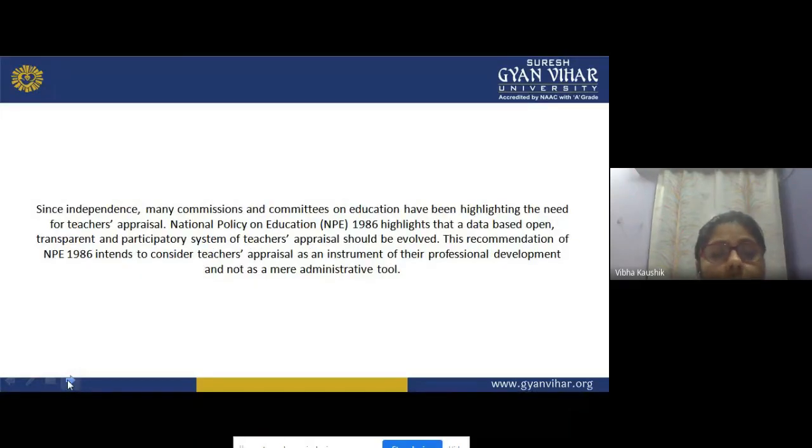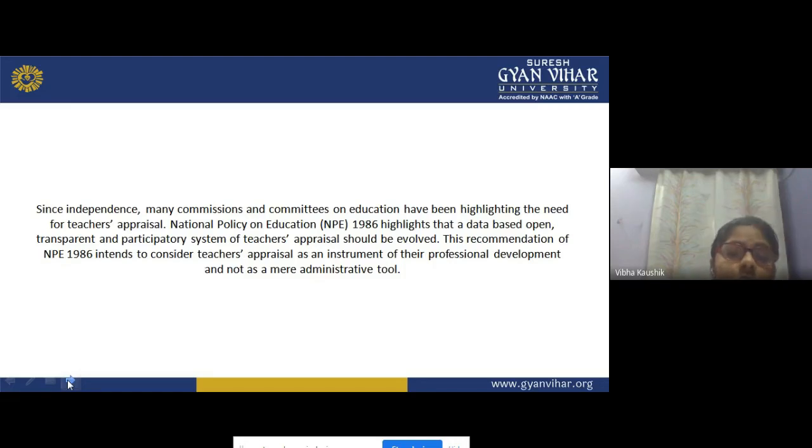Since independence, many commissions and committees on education have highlighted the need for teacher appraisal. Now what they are saying is that many education commissions and committees, since we got independence, have highlighted the need for teacher appraisal. Now, teacher appraisal means teacher evaluation.